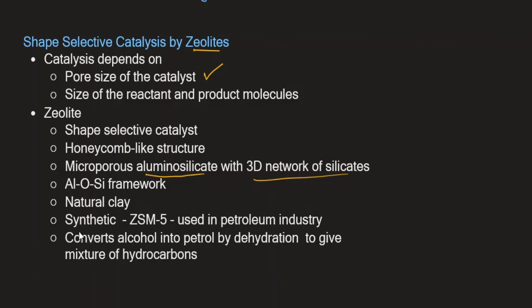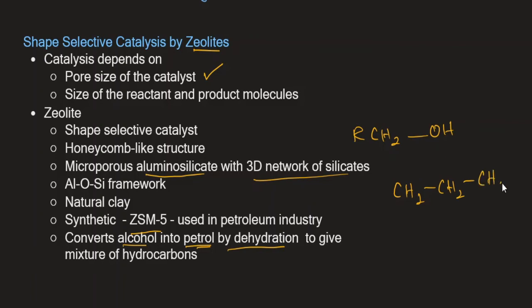Nowadays we can synthesize different types of zeolite. One of the important synthesized ones is ZSM5. That is used in the petroleum industry. It is very specific. Please note it down because it's very important for your fuel. With the help of this, alcohol is converted into petrol by dehydration. You know alcohol, CH3OH. When dehydration takes place, it automatically forms a lot of alkanes with various chains.